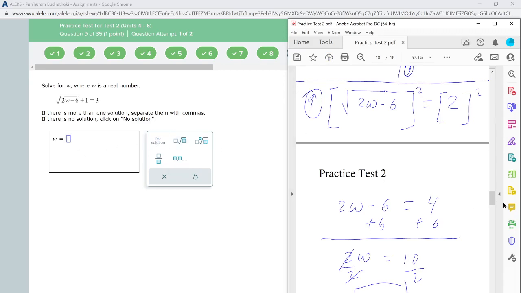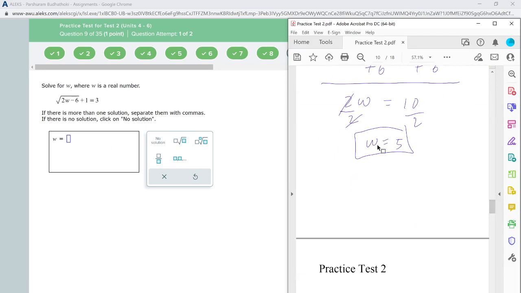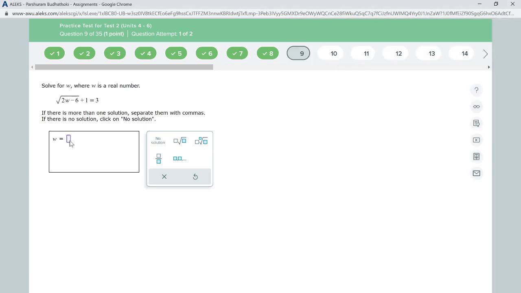And we can always check our answer by plugging w equals 5 back into the given equation. So 2 times 5 is 10. 10 minus 6 is 4. Square root of 4 is 2. 2 plus 1 is 3. And that is the answer we have on the right side. So that is the answer, which is w equals 5.